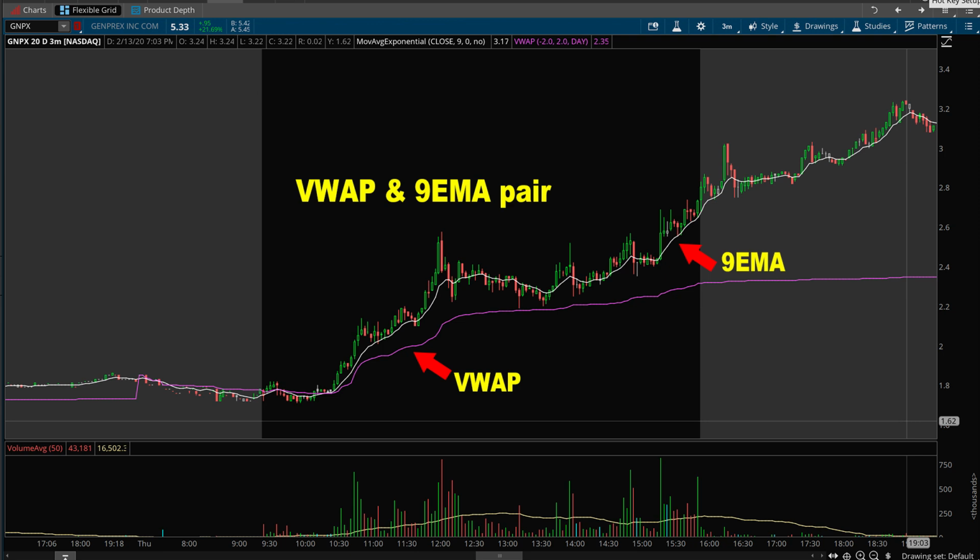At the moment, I'm just using VWAP all on its own, but I found that in the past, using VWAP combined with a 9EMA works really well when you're trading low-float penny stocks.